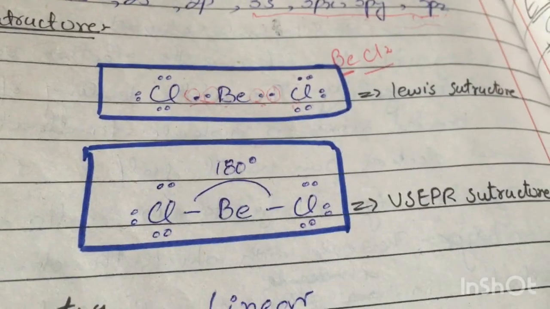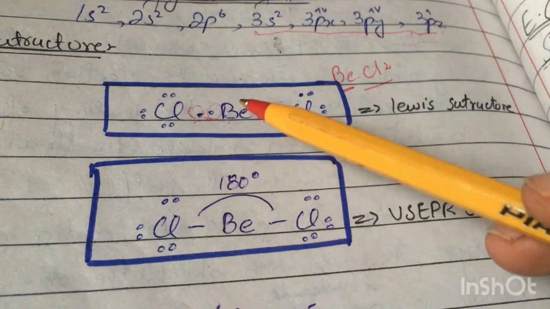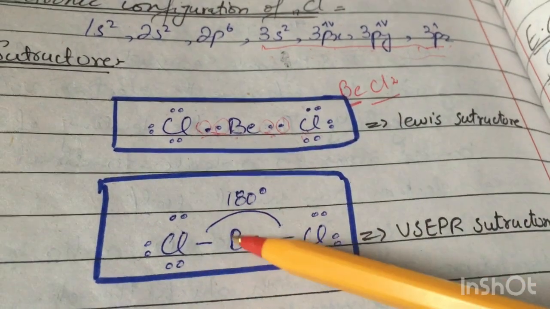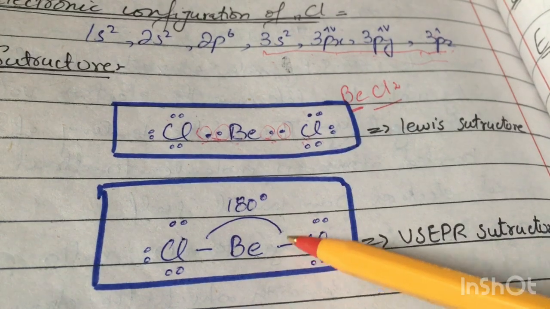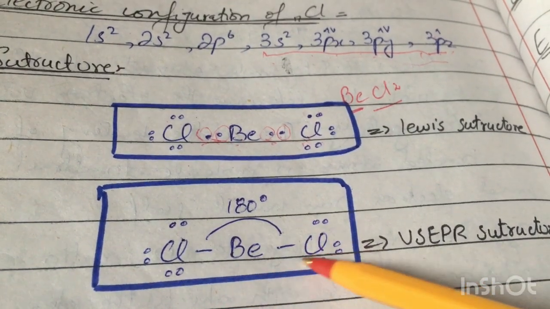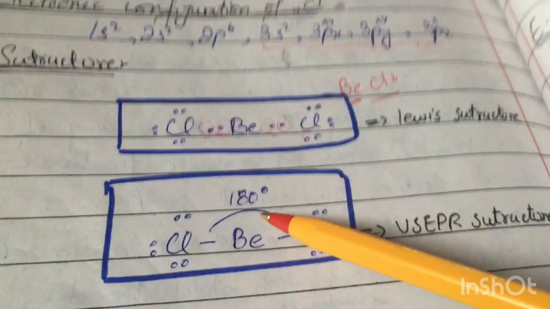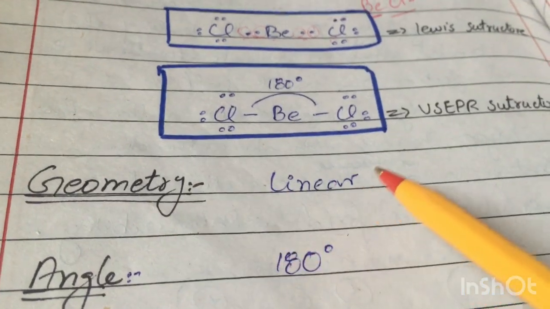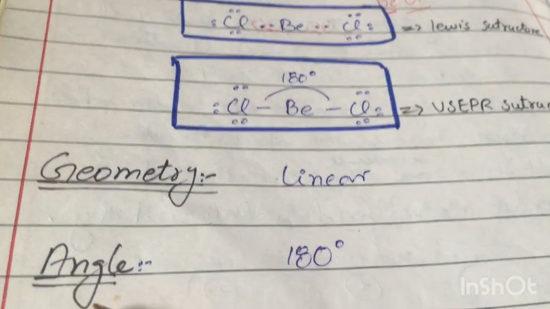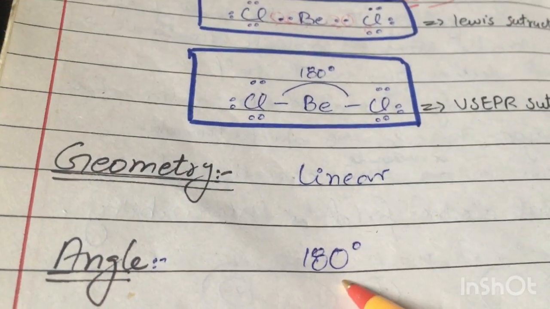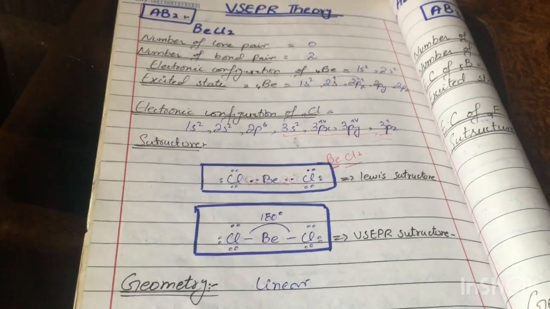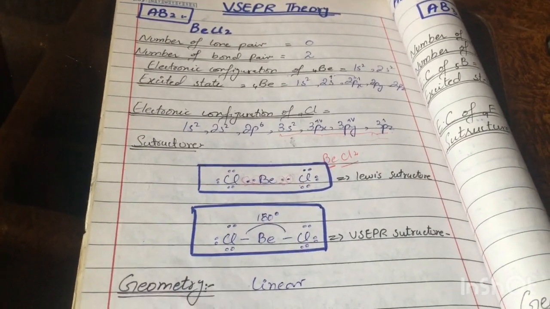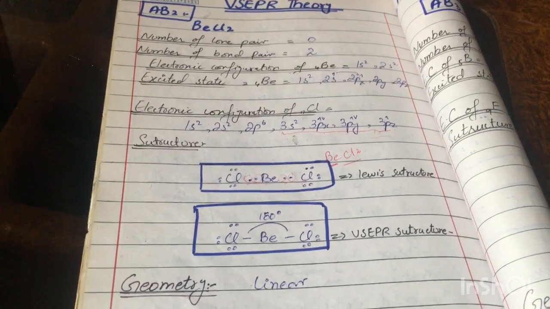Let's form the VSEPR structure. The VSEPR structure is the same, but we have to form the angle here. The angle formed between beryllium and chlorine is 180 degrees. So the geometry of the structure is linear, and the angle of the structure is 180 degrees. So this is the complete VSEPR theory and the structure of BeCl2.